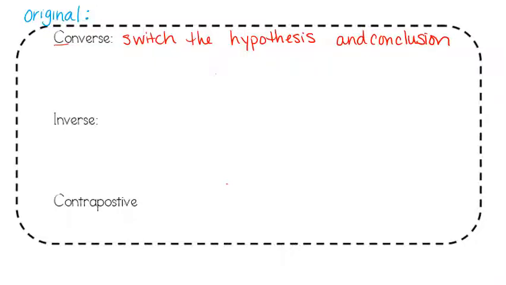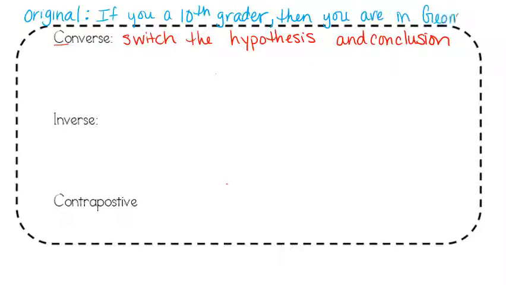So let's put, if you are a sophomore, oh, I don't know if I know how to spell sophomore. All right, let's put 10th grader, because I don't know how to spell sophomore. If you're a 10th grader, then you are in geometry. Okay, so let's say that's our original statement.